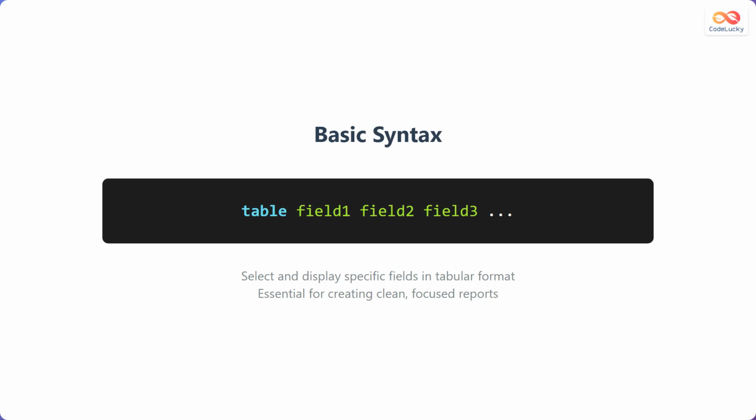The syntax for the table command is straightforward. You simply type the word table followed by the field names you want to display, separated by spaces. The basic structure is table field1, field2, field3, and so on. This command selects and displays only the specified fields in tabular format, which is essential for creating clean and focused reports.